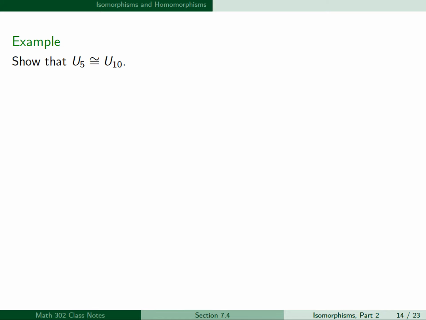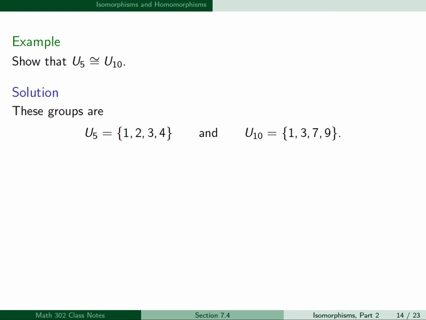For another example, we can use the theorem to show that U sub 5 is isomorphic to U sub 10. These groups are: U sub 5 consists of 1, 2, 3, and 4, and U sub 10 is 1, 3, 7, and 9.